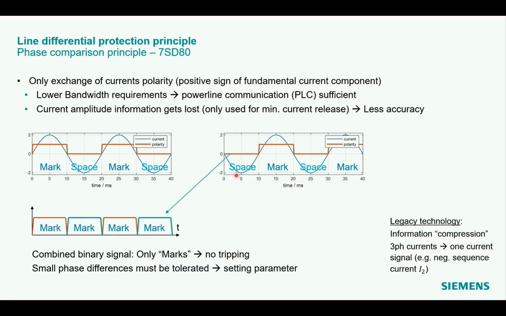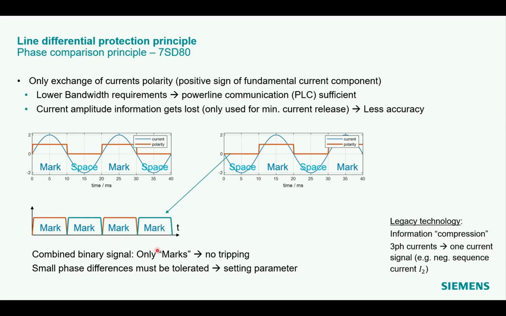The local binary sequence of marks and spaces is combined with the received binary information, as shown here. The combined binary signal only contains marks for the external fault, and this does not lead to a trip condition. Small gaps due to phase errors must be tolerated and stabilized by some settings.